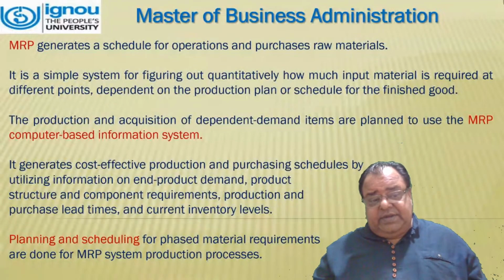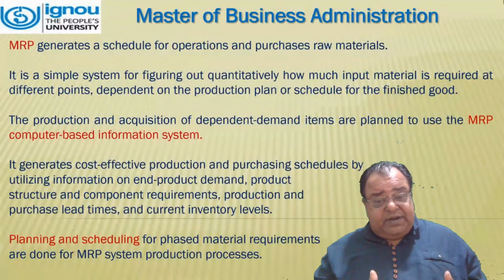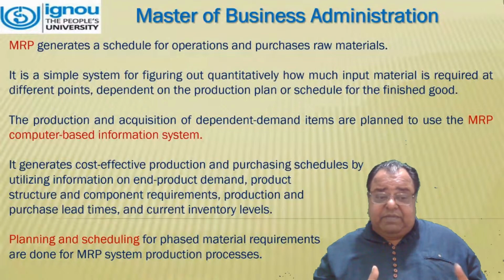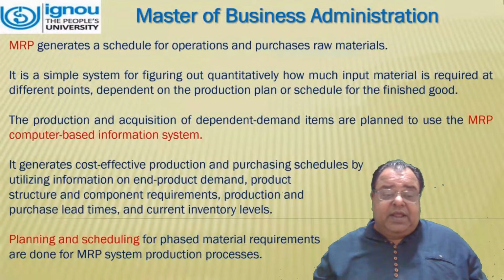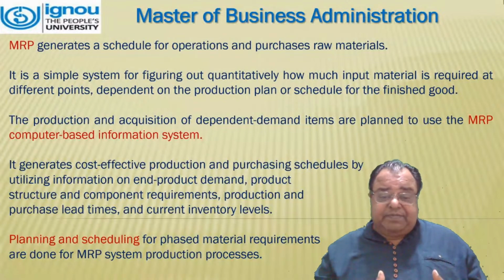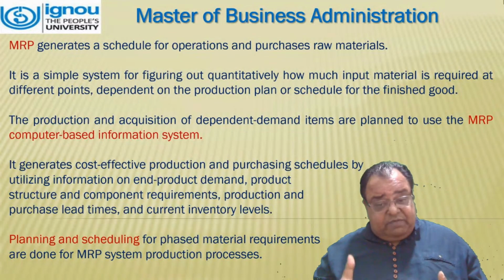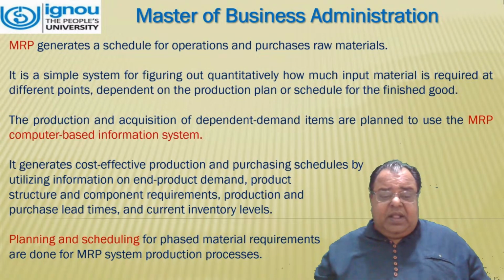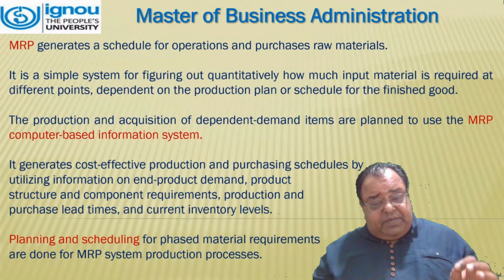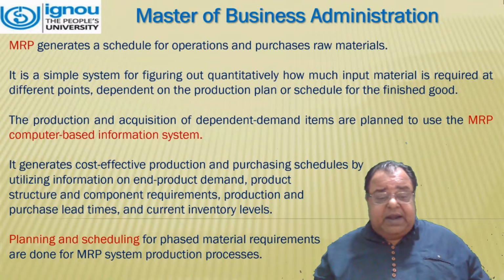It generates cost-effective production and purchasing schedules by utilizing information on end product demand, product structure and component requirements, production and purchase lead times, and current inventory levels. Planning and scheduling for phased material requirements are done by the MRP system for production processes.